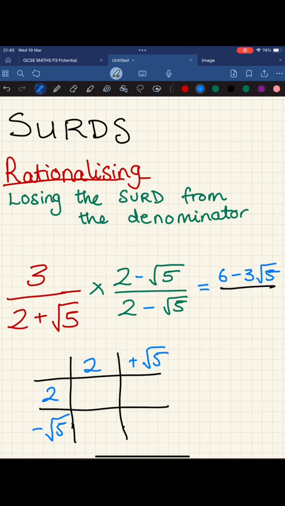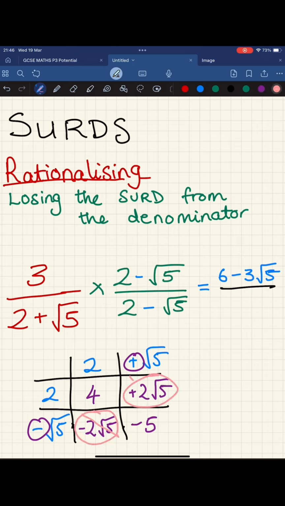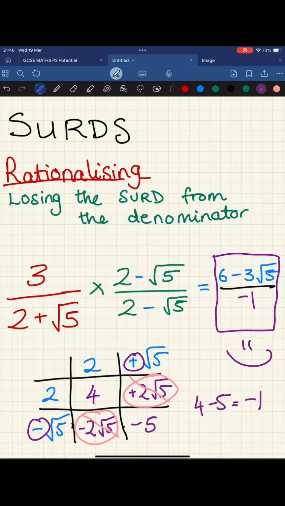2 times 2 is 4. 2 times root 5 is 2 root 5. 2 times minus root 5 is minus 2 root 5. We know from earlier root 5 times root 5 is 5, and we add the minus on. Now, plus 2 root 5 and minus 2 root 5 cancel each other out, so we're just left with 4 minus 5, which is minus 1, as our denominator. This is our final answer.